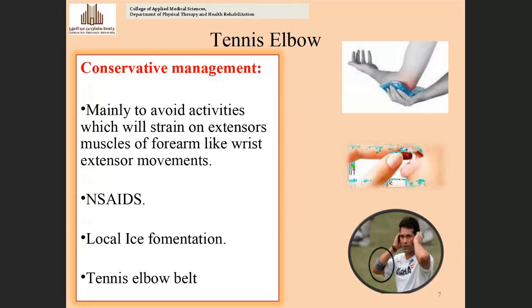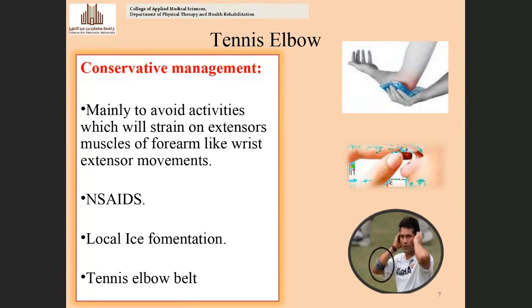And what is the conservative management, right? What are the non-surgical treatments for tennis elbow? First, we should ask the person to take complete rest, withdraw from all activities and from sports activities, mainly to avoid activities which strain the extensor muscles of the forearm, like wrist extensor movements, right? And if required, apply ice packs over the lateral elbow region.